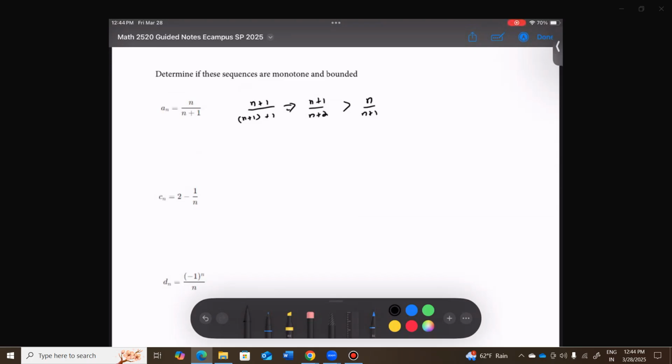Okay, and so we can show this when we multiply the n plus 1 to the other side, so we have n plus 1 squared, which is going to be greater than n times n plus 2. And we can square this out, so we have n squared plus 2n plus 1 greater than n squared plus 2n. Notice this one shows that it's greater than because there's just 1 being added to it. Okay, so monotonic and increasing.